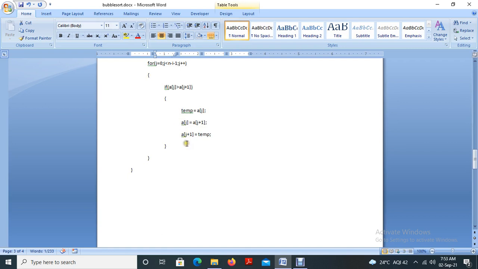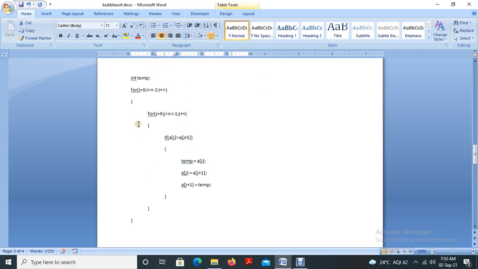Once this process is over, the entire iteration is complete and you will get the sorted list of elements. Hope you are clear. If you have any doubt, please work it out. Please write the entire program, execute the program, work it out manually on paper, and if you have any doubt, please contact me.